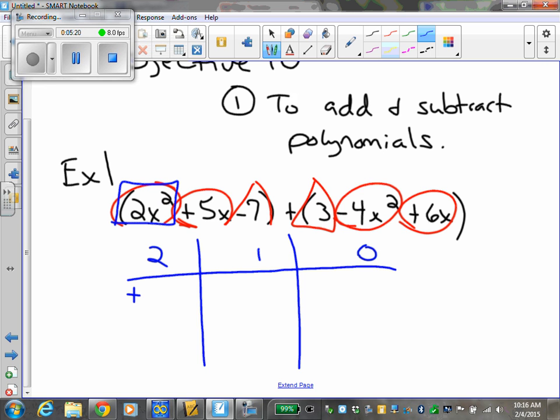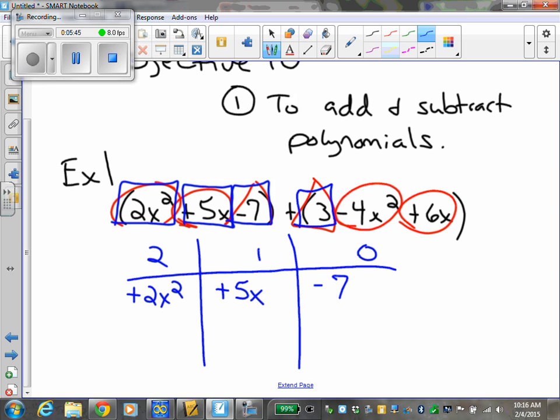In the 2 column. And notice it's a positive 2x squared, so I'm going to put a sign with it to make sure that I have a sign with it. Then I'm going to go 5x next. 5x goes in the 1 column because it's a degree of 1. Everybody understand what I'm doing? Then I'm going to go negative 7. Negative 7 goes in the 0 column.